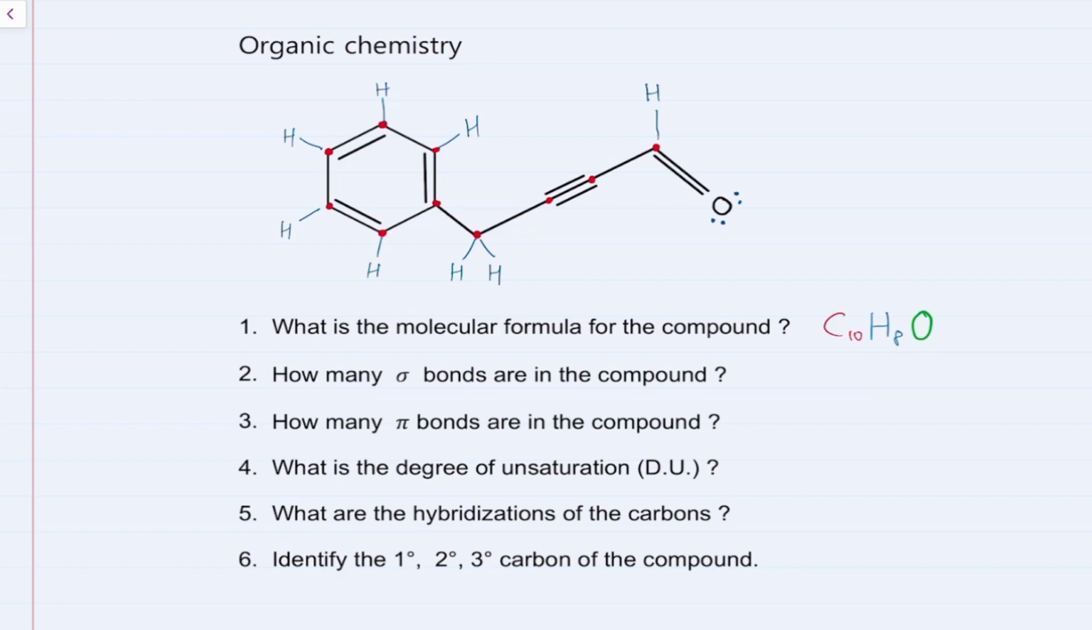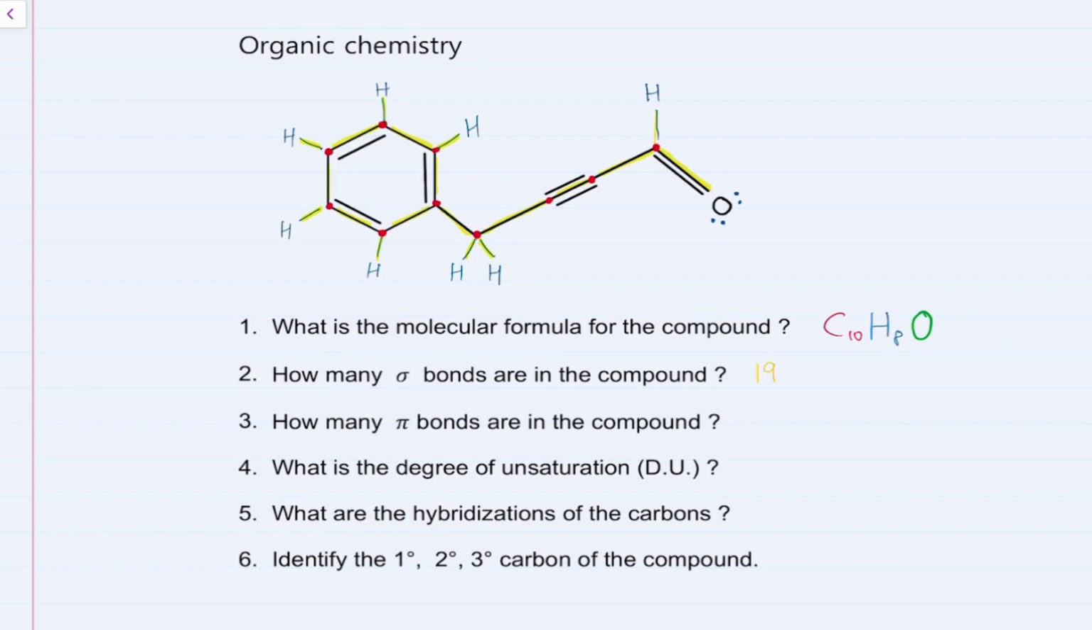Moving on to the second question, the number of sigma bonds can be counted as there is 1 sigma bond between the atoms. So we have 1, 2, 3, 4, 5, 6, 7, 8, 9, 10, 11, 12, 13, 14, 15, 16, 17, 18, 19 sigma bonds in total.